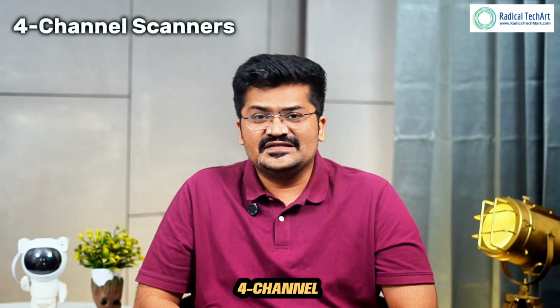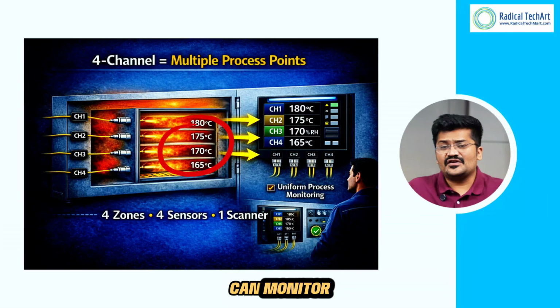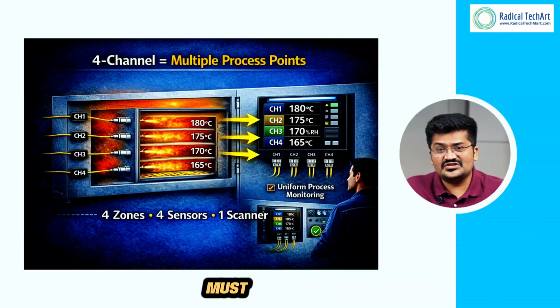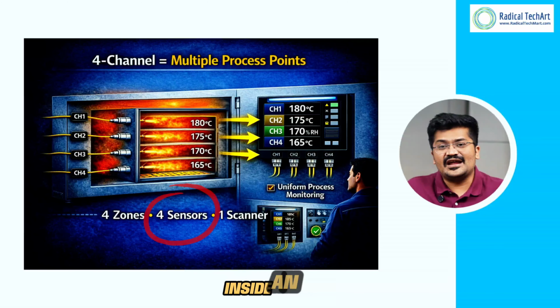Second is 4-channel scanners. A 4-channel scanner can monitor 4 sensors. This is useful in systems where multiple measurement points must be monitored together. For example, 4 temperature sensors inside an oven, or 4 pressure sensors inside a pipeline system.